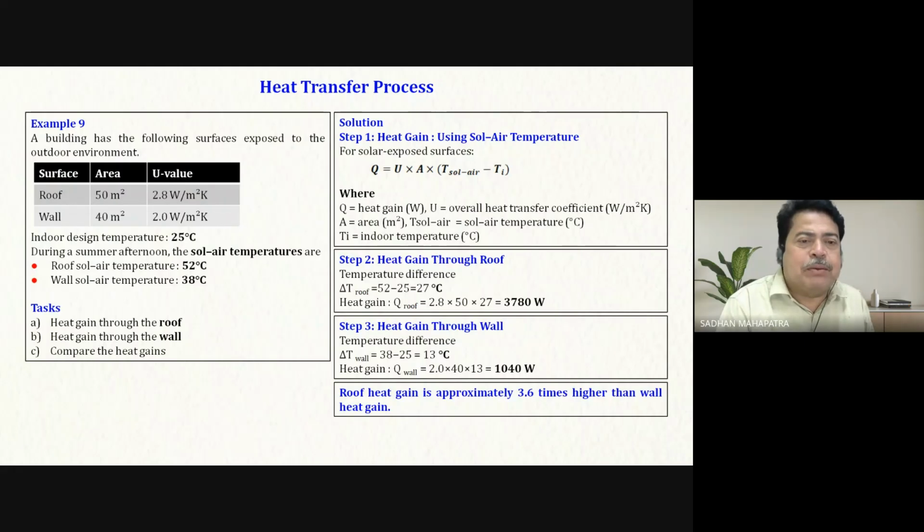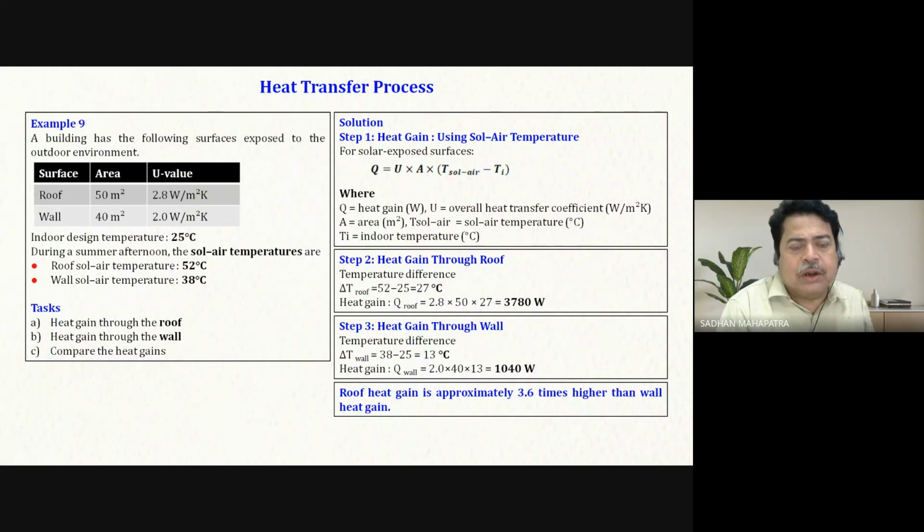A building has the following surfaces exposed to the outdoor environment. The roof has a 50 square meter area, and its U value is 2.8 watt per meter square Kelvin. The wall is 40 square meters, and its U value is 2 watt per meter square Kelvin. The indoor design temperature is 25 degrees centigrade.